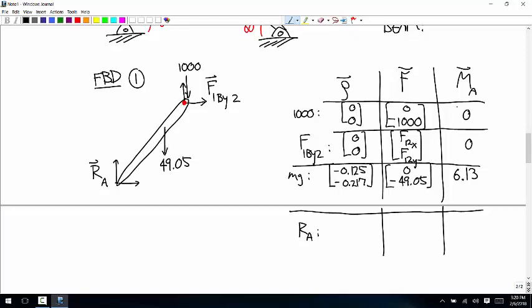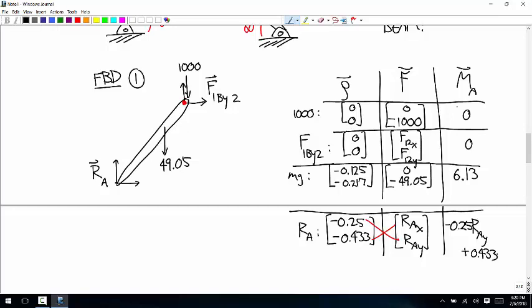The vector that goes from the red dot to A is negative 0.25, negative 0.433. The force is RAX, RAY. And if you take that cross product, you get negative 0.25 RAY. So here's how the cross product works. It's this times this minus this times this. And so plus 0.433 RAX.